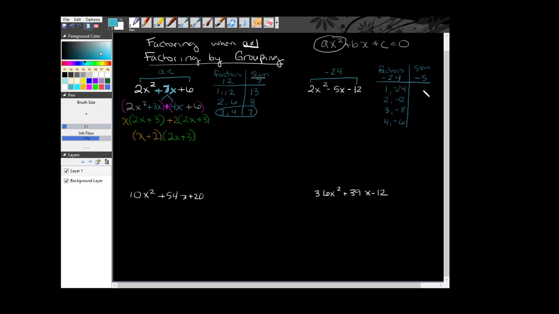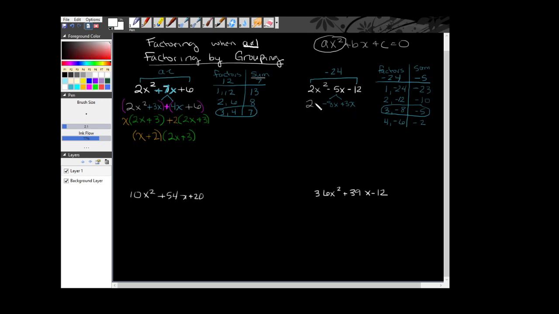So then when I go to add them, I get negative 23, negative 10, negative 5, and negative 2. So here's my pair. Now remember, on my last problem, I told you to make sure that there's a plus between the two factors. So when I do this, I can either write plus 3x plus negative 8x, or I can write minus 8x plus 3x. Either way will get you to the same result.